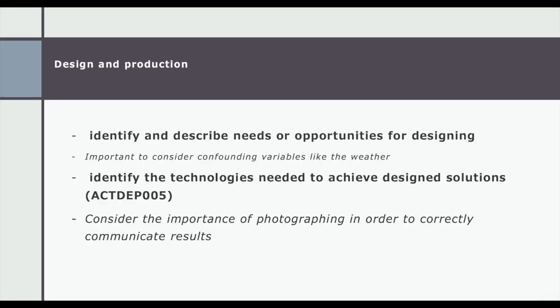In considering elements of design and production, it's important to identify and describe needs or opportunities for designing, like considering confounding variables like weather, sunlight, and rain. It's also important to identify technologies needed to achieve our design solutions. For example, considering the importance of having a camera to photograph in order to correctly communicate results, as communicating is a very important working scientifically skill.